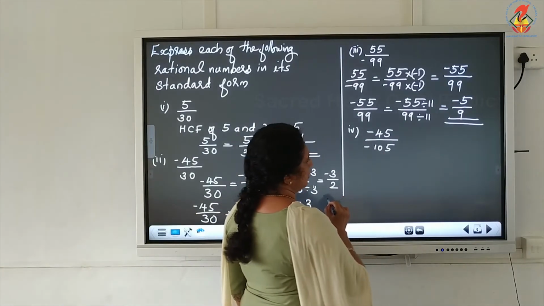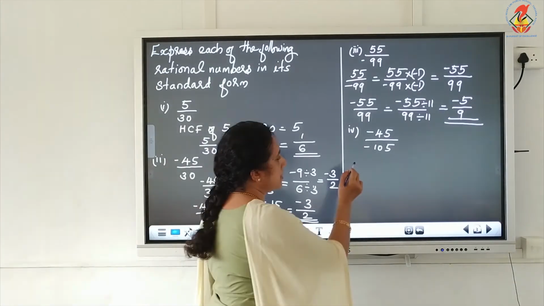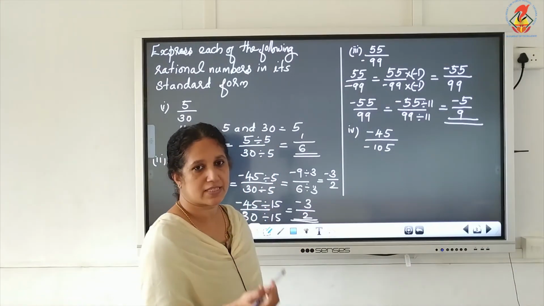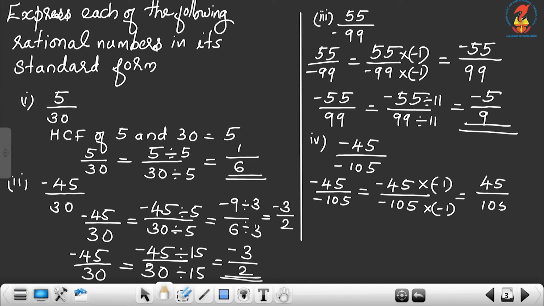Now, the next question, negative 45 by negative 105. The denominator is not a positive integer. So, make it a positive integer. So, negative 45 by negative 105, multiply both numerator and denominator by negative 1, equal to 45 by 105. 45 by 105. Then, you have to look into whether it is in the lowest form.